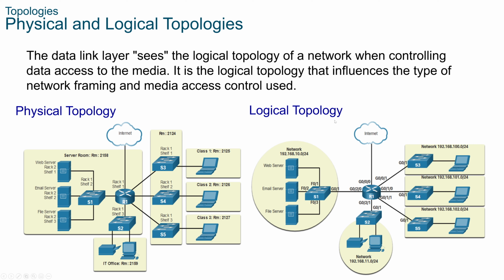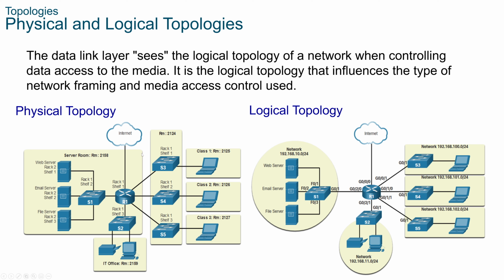So in this example, the physical topology is divided or sectored based on the room in which these devices are contained. For example, this router and these two switches and these end devices, in this case servers, are located in room number 2158.